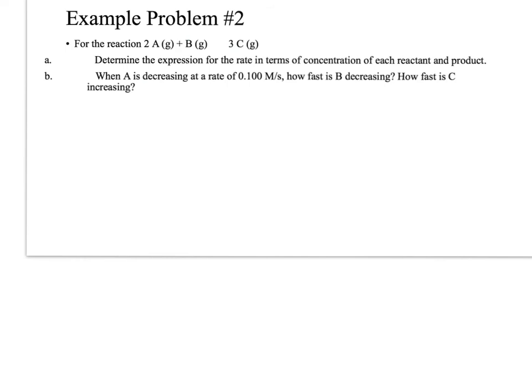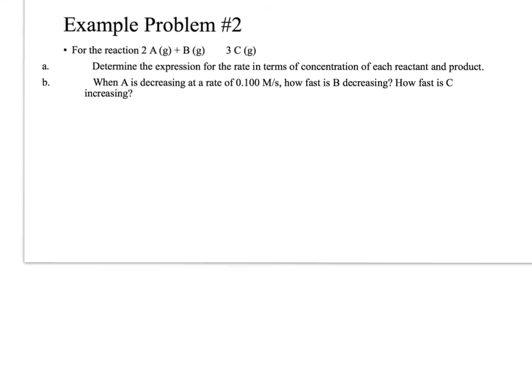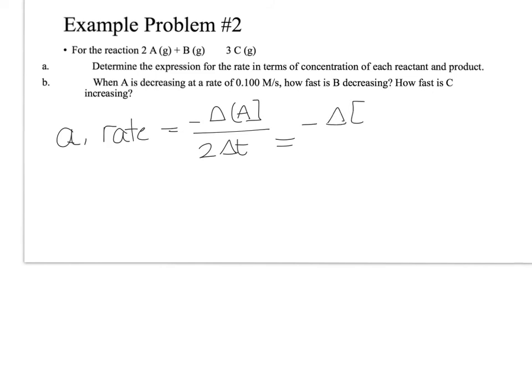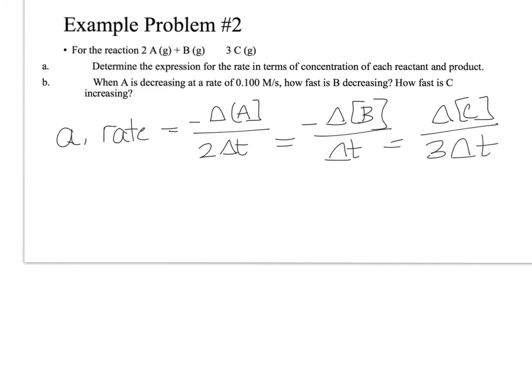Right, for this example problem, first part, we want to write rate in terms of each reactant and product. So rate is equal to the negative change in A over 2 times the change in time, negative change in B over the change in time, or the change in C over 3 times the change in time.